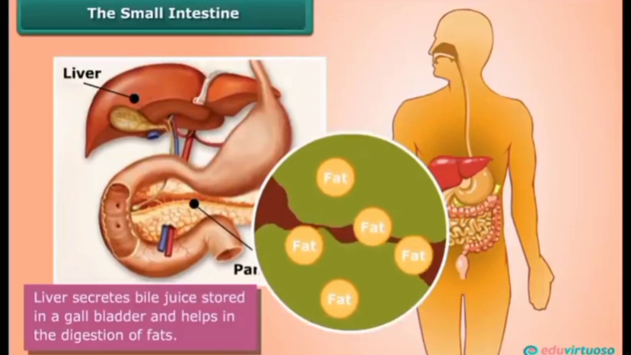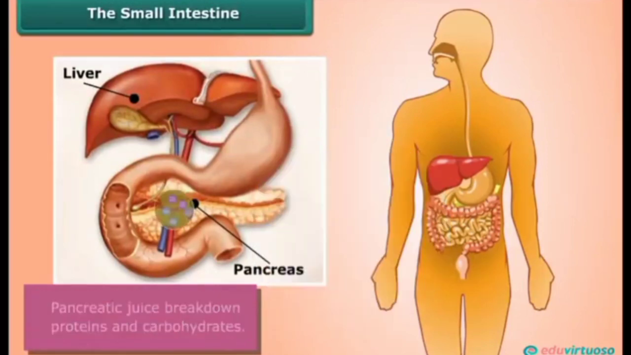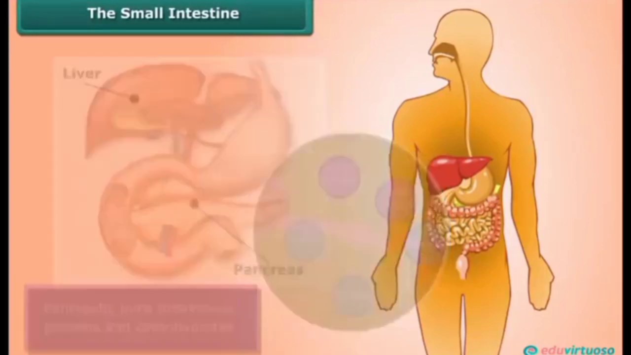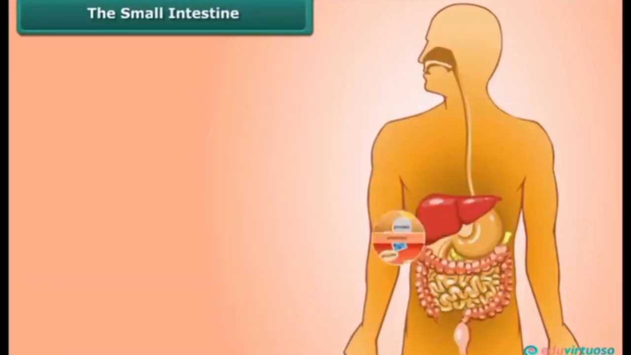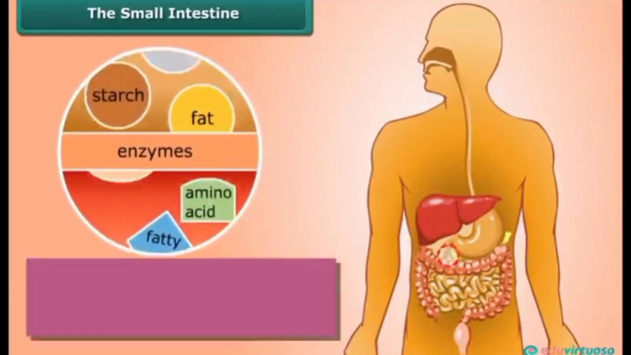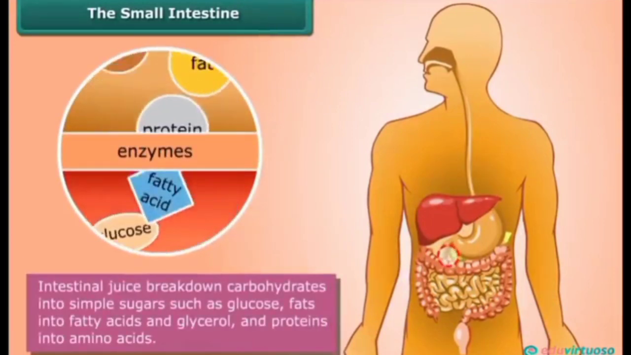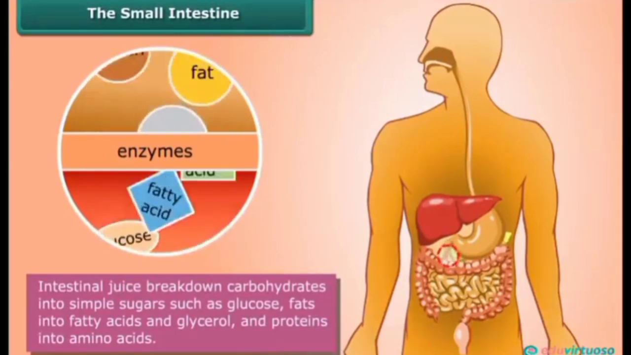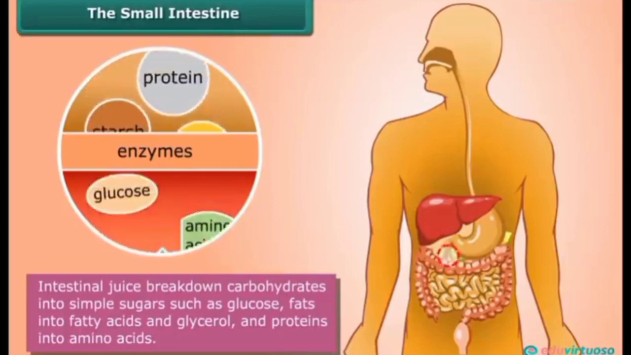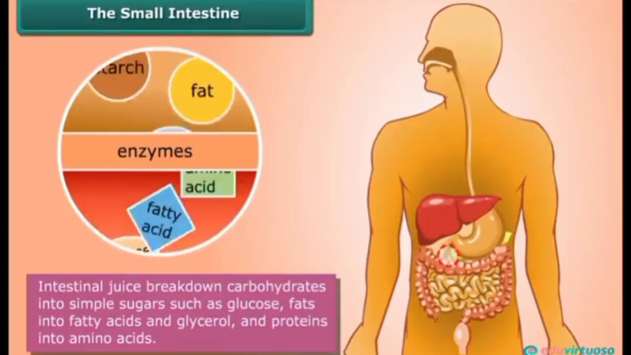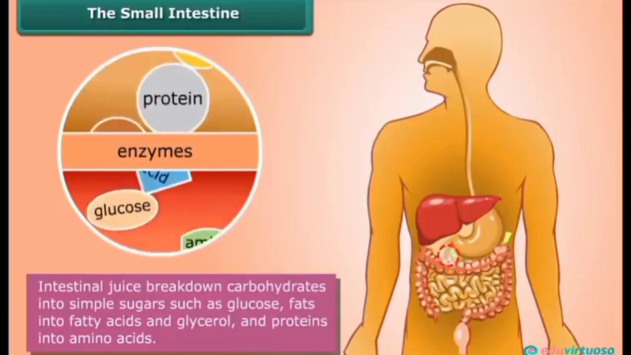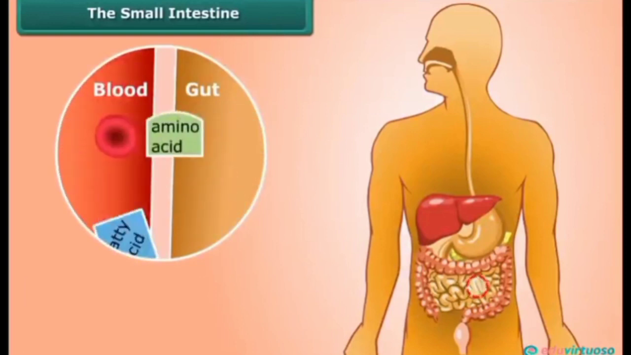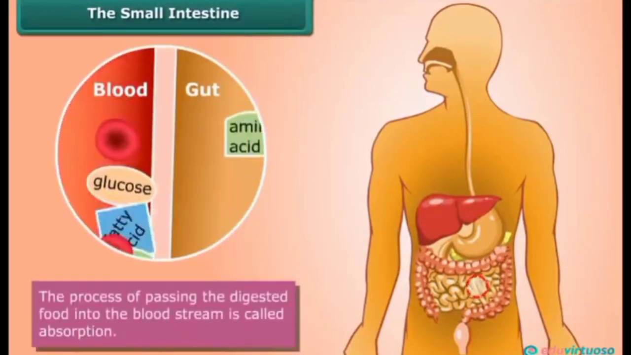Liver secretes bile juice, stored in the gallbladder, and helps in the digestion of fats. Pancreatic juice breaks down proteins and carbohydrates. After that, partially digested food reaches the small intestine, where the intestinal juice breaks down carbohydrates into simple sugars such as glucose, fats into fatty acids and glycerol, and proteins into amino acids, and completes the digestion of the food. Now the digested food passes into the blood vessels. We call this process absorption.